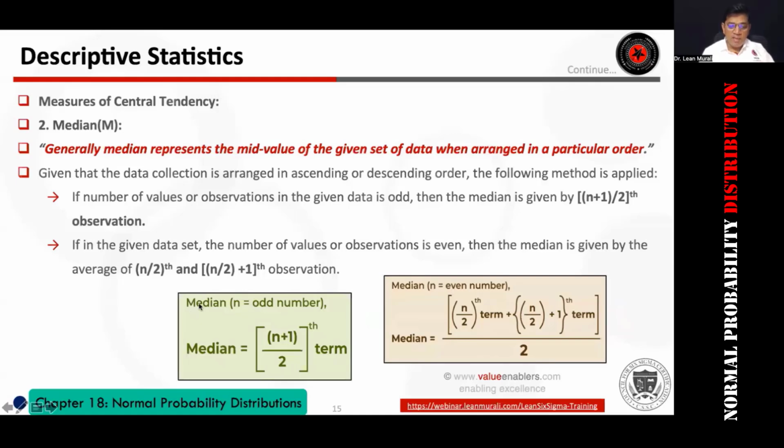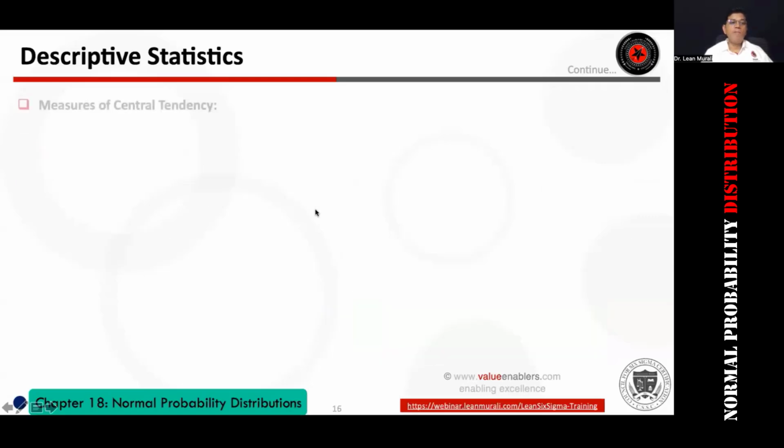Similarly, you can apply this for an even number. If it is an even number n, you take the n by 2 term and the n by 2 plus 1 term, which means that if it is 8, you go to the fourth and fifth, add them and divide by 2 for the median. The height of the fourth person plus the height of the fifth person divided by 2 is the median. If it is clear, on a scale of 1 to 10, please give me a 9 or 10. This is most simple.